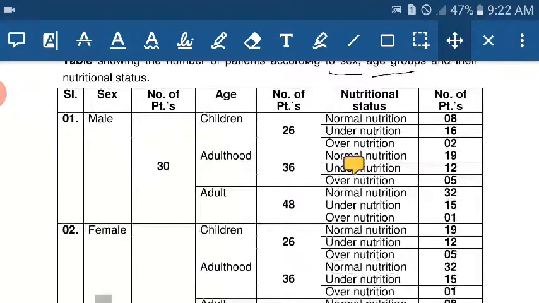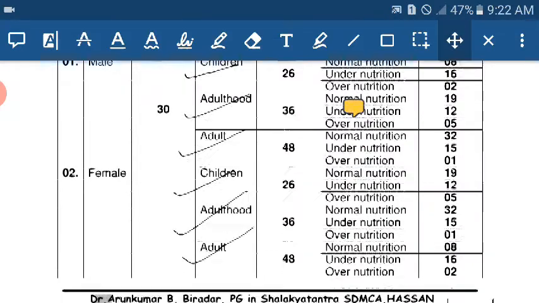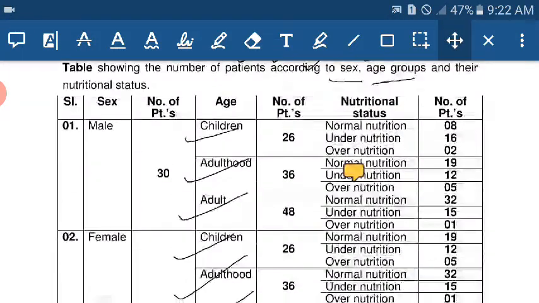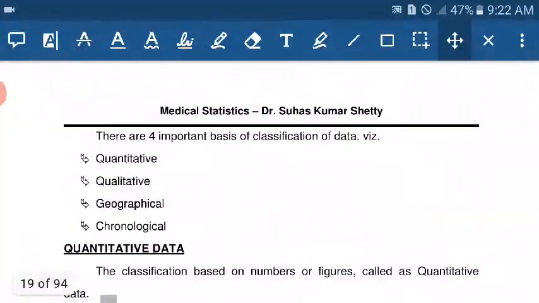First, male, the criteria are age: children, adulthood, adult, then nutritional: under, over nutrition, then female: children, adulthood, adult. There are many types of classification of one criteria. These are called as a manifold classification.